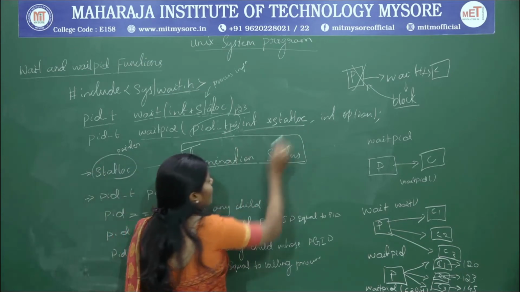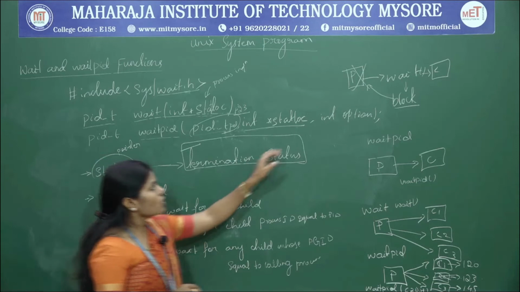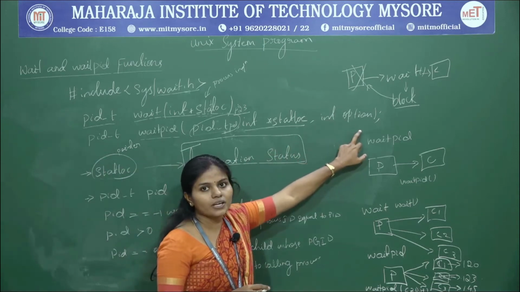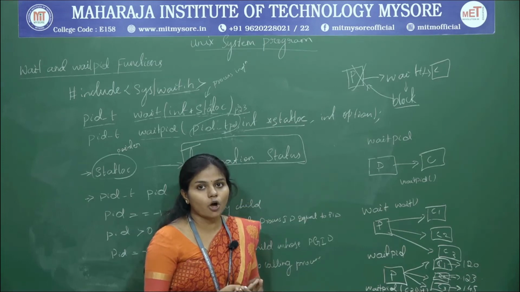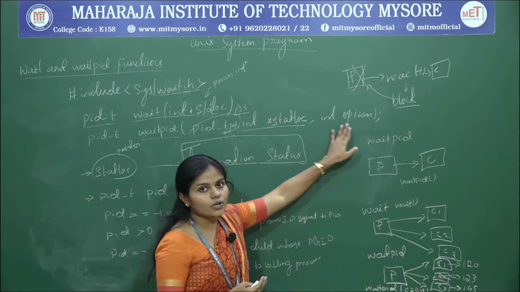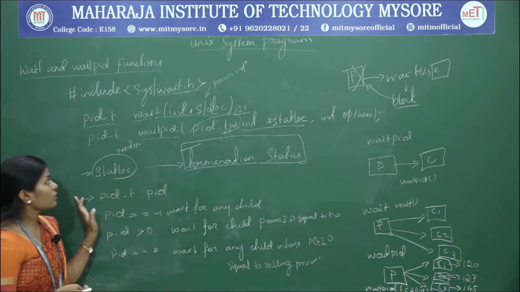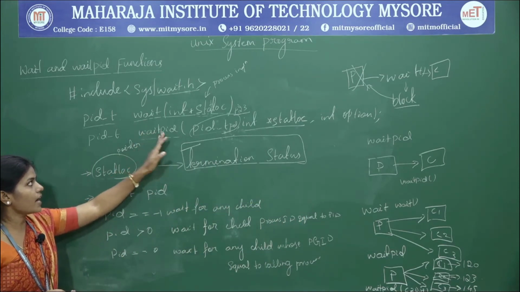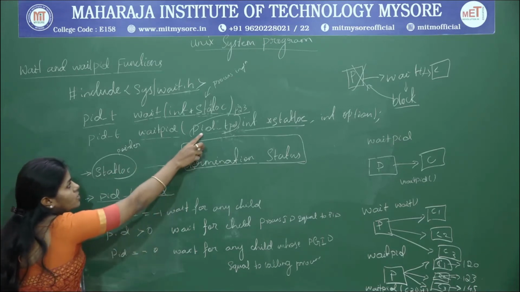Next one, as I said, it is a termination status. Now the option is going to be considered. So we have 3 important options, and we are going to study them one by one. Now that you understand the concepts of wait and waitpid, now the second one, the first argument.